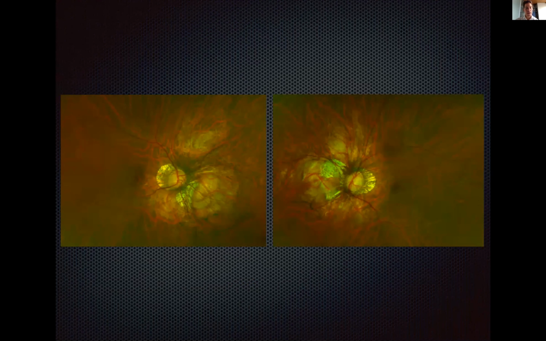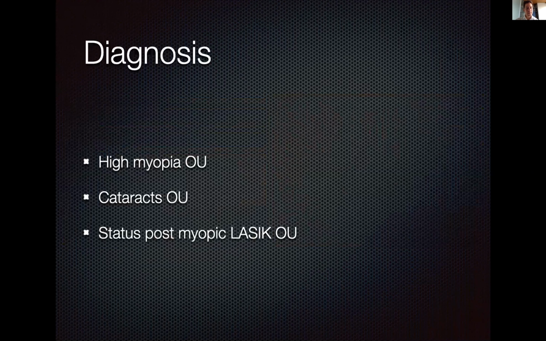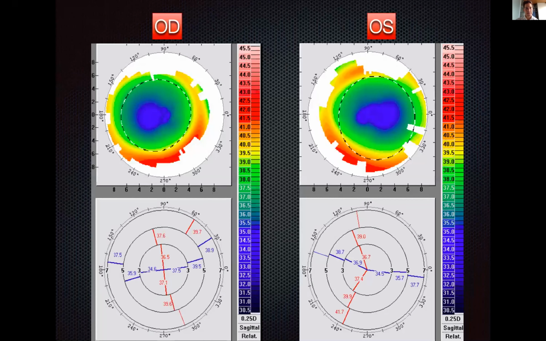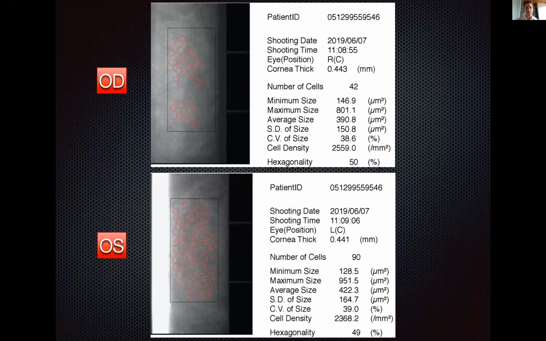So the diagnosis of this patient was high myopia in both eyes, cataracts in both eyes, and status post myopic LASIK in both eyes. So I asked for topography, pachymetry, and biometry. On the topography, we can see in both eyes a central flattening, consistent with an oblate cornea, very flat because of her past LASIK. The pachymetry was around 440 in both eyes, and the specular microscopy was fine.